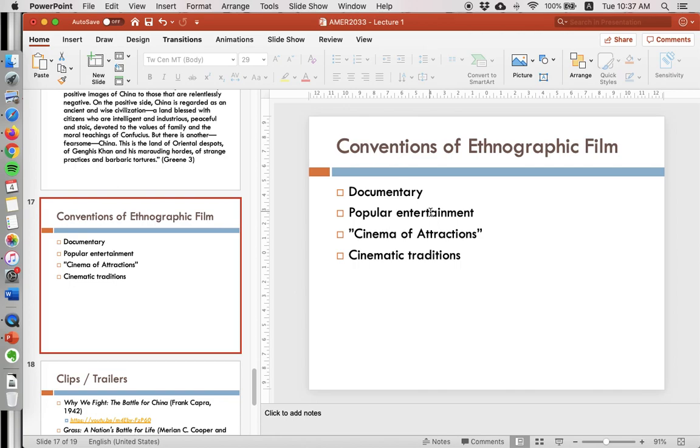Okay. And so an argument that's made about early cinema is that this is all part of what's called the cinema of attractions. Okay.